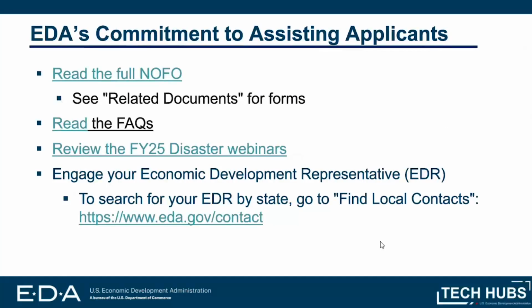And a reminder, you're not alone. Don't forget to read the NOFO. The NOFO is the North Star. Also, on grants.gov in the related documents section, when you click on the link, there are copies of the forms as well. So there's PDFs of all the forms required. Don't forget to read the FAQs. We're actually updating a couple more today based on some of the conversations we had last week. Don't forget to review the webinars, and of course, always engage your local economic development representative with questions.